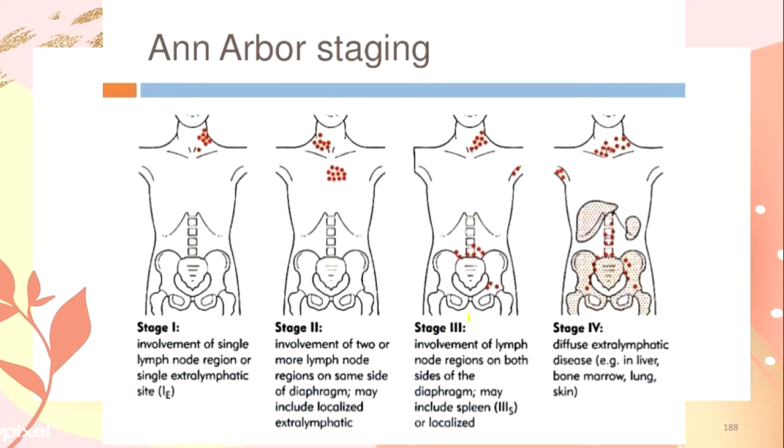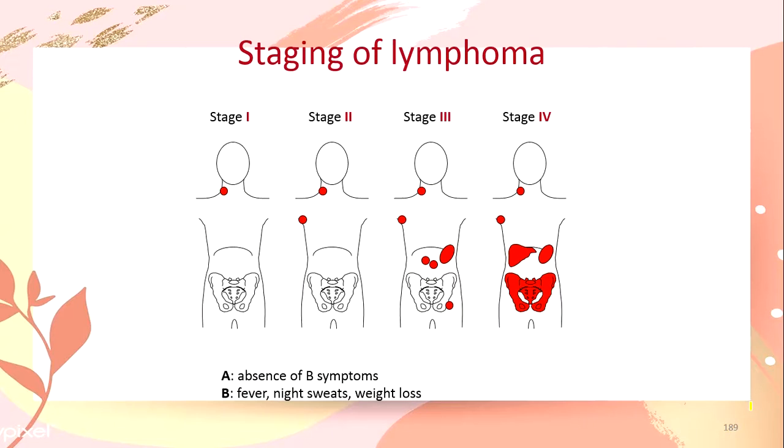In stage 3 there is involvement of lymph node regions on both sides of the diaphragm and may include the spleen. S stands for spleen, or it can be localized. And in stage 4 there is diffuse extra lymphatic disease. A indicates the absence of B symptoms, and B symptoms are fever, night sweats and weight loss.